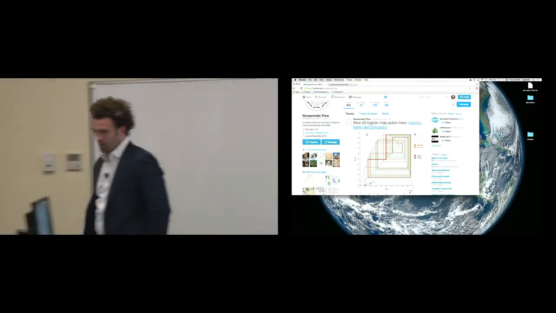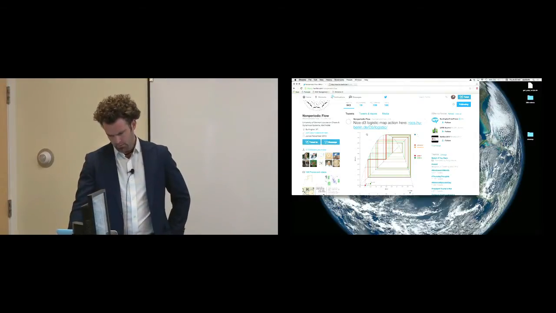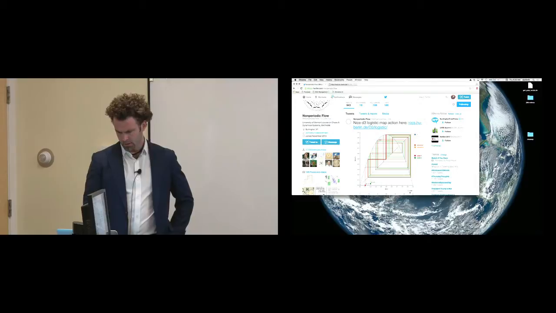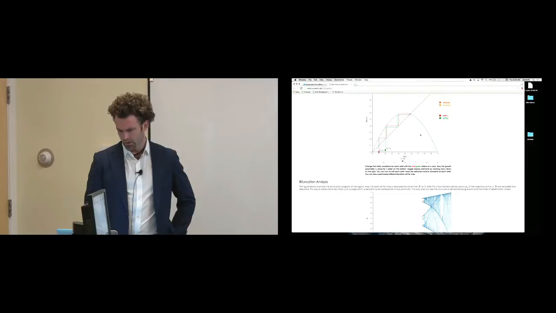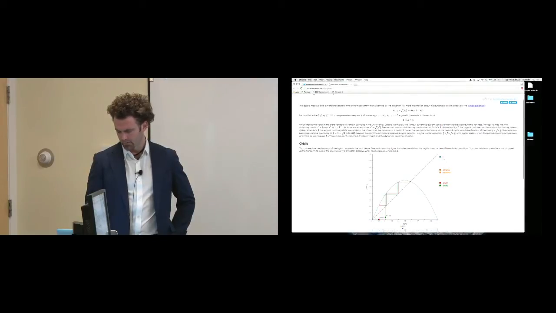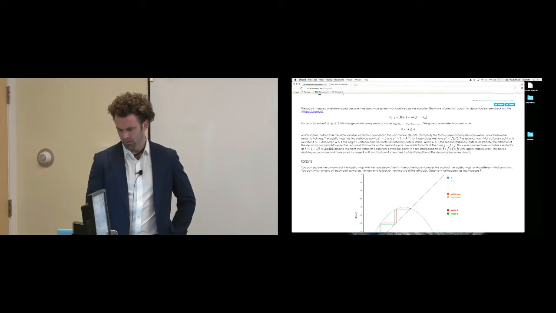Okay, so I tweeted a visualization of this logistic map that I think is kind of nice. This is something you can go play around with, and it's a little smoother than the MATLAB visualization that we've been using and that you can use on your homework.